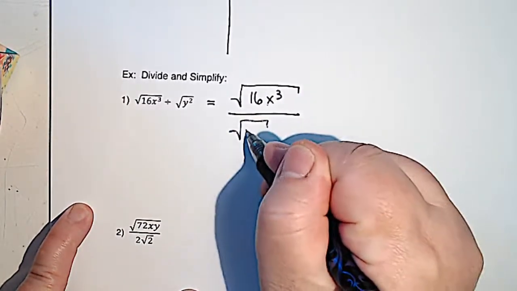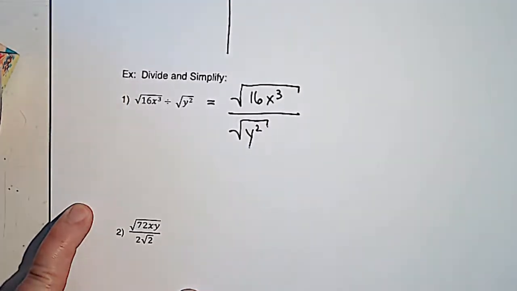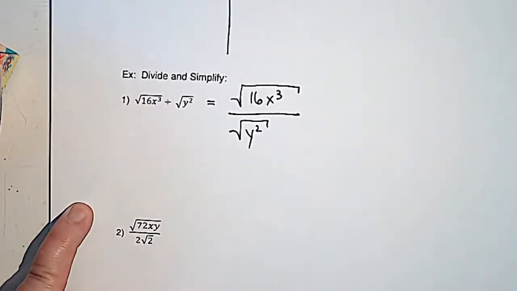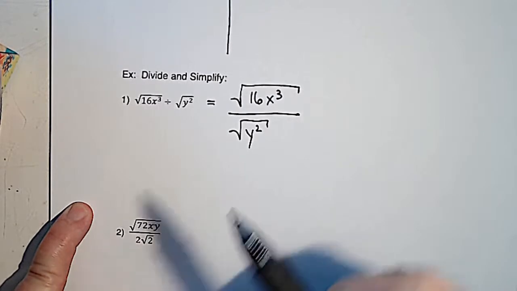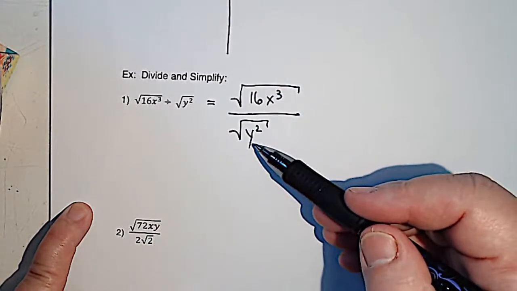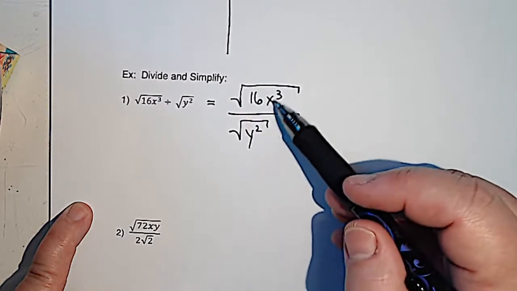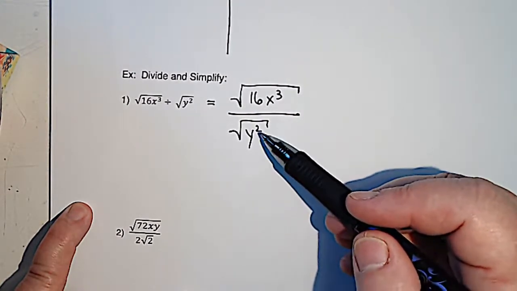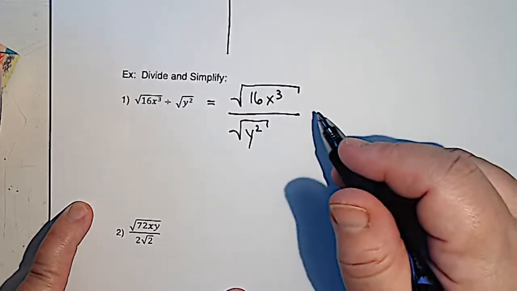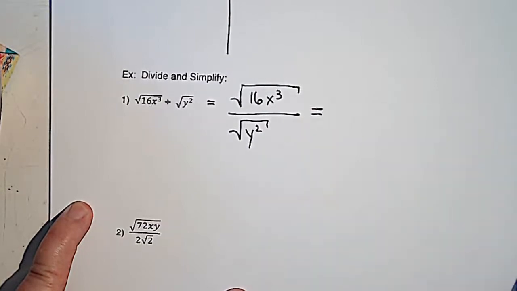So first thing, I'm going to write out the division, then I'm going to take a look at what we've got. And I'm going to see that each of these radicals, each of these square roots, really is something I want to work on separately. If I combine them into a single fraction, there's nothing that would reduce. This is 16x cubed up top. This is y squared down on the bottom. There's nothing that they share. There's no overlap. So what I would do is work on each one separately rather than combining them.